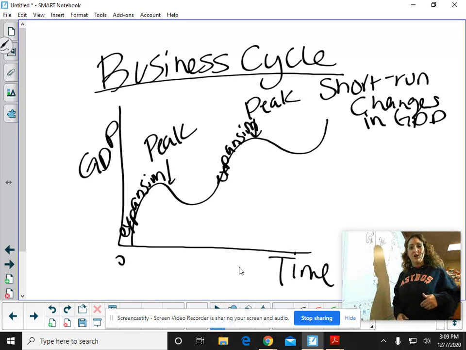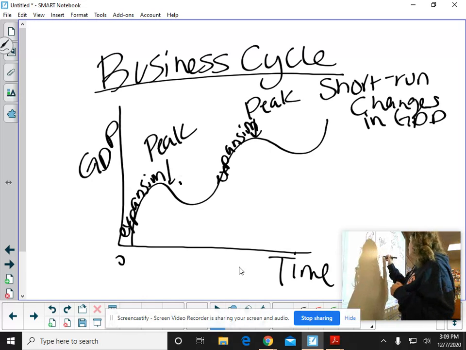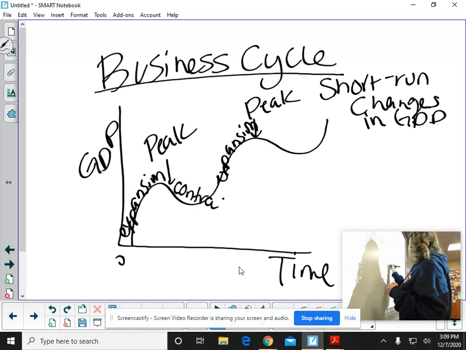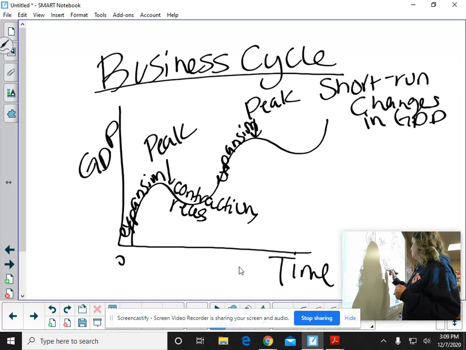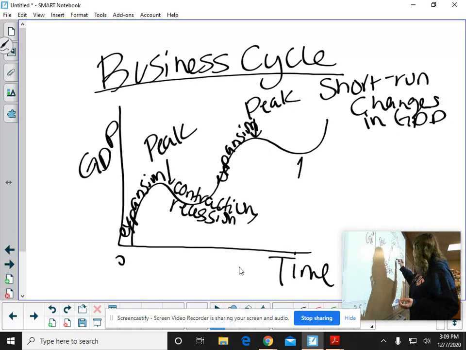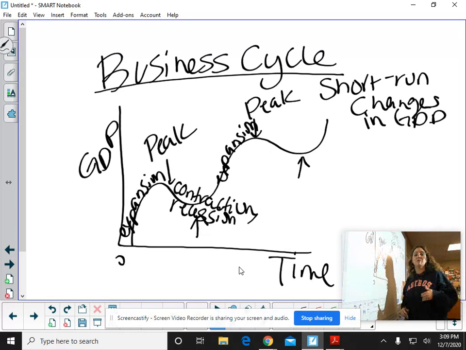When GDP starts to fall, it's called one of two things. It's either called a contraction, like contractionary, or you can call it a recession. Recession is probably the most common way to call it. And at the very bottom of the business cycle, when GDP stops falling but hasn't started to rise just yet, that's called a trough.